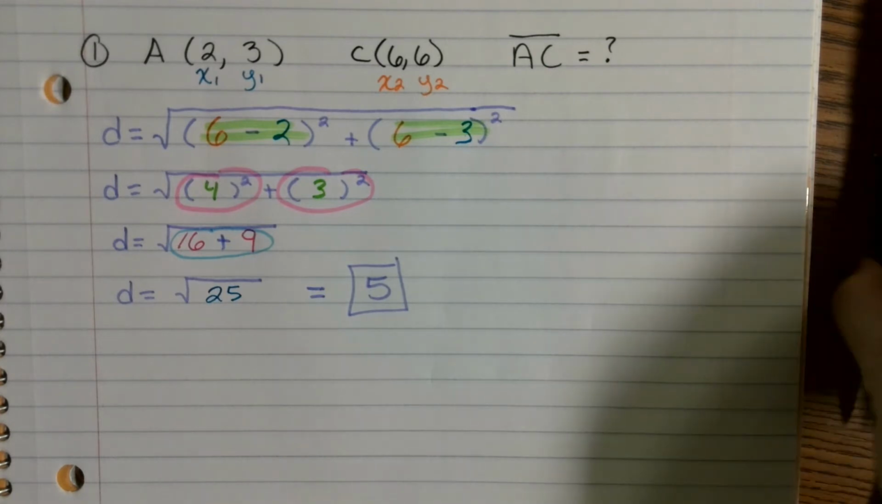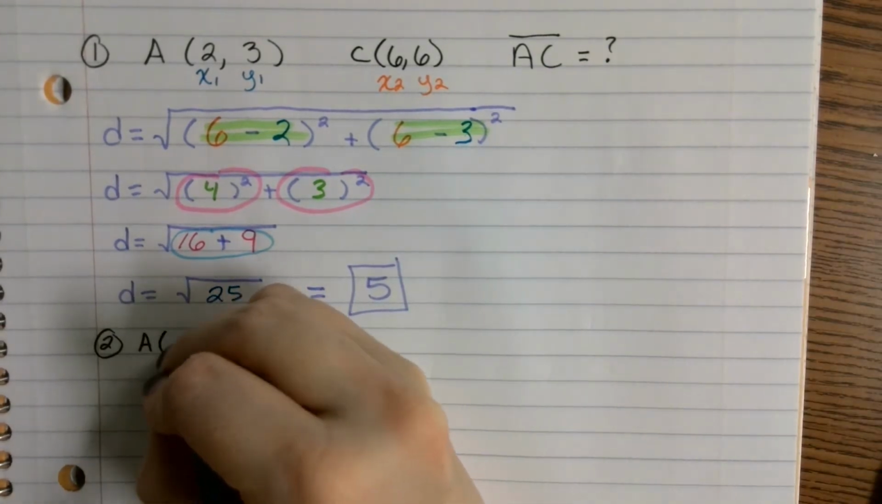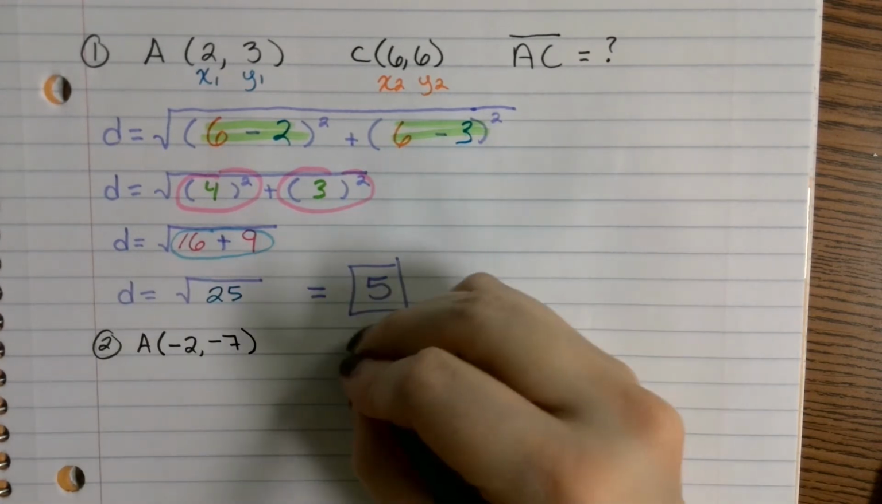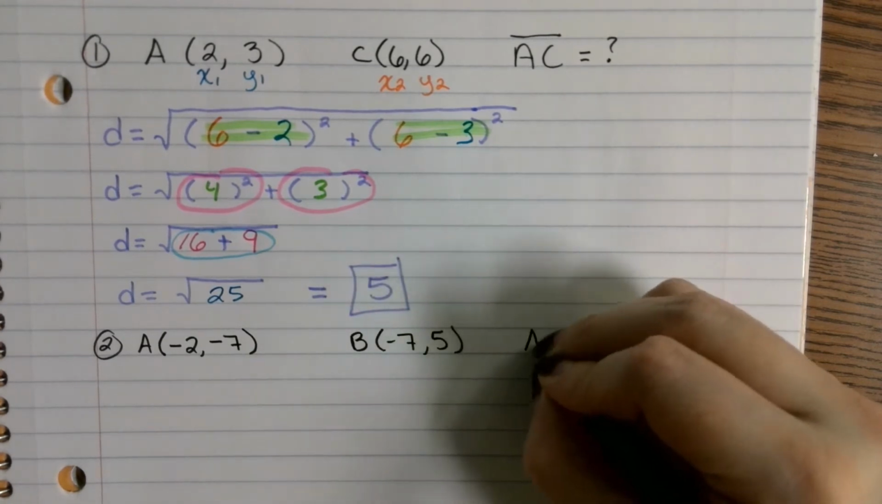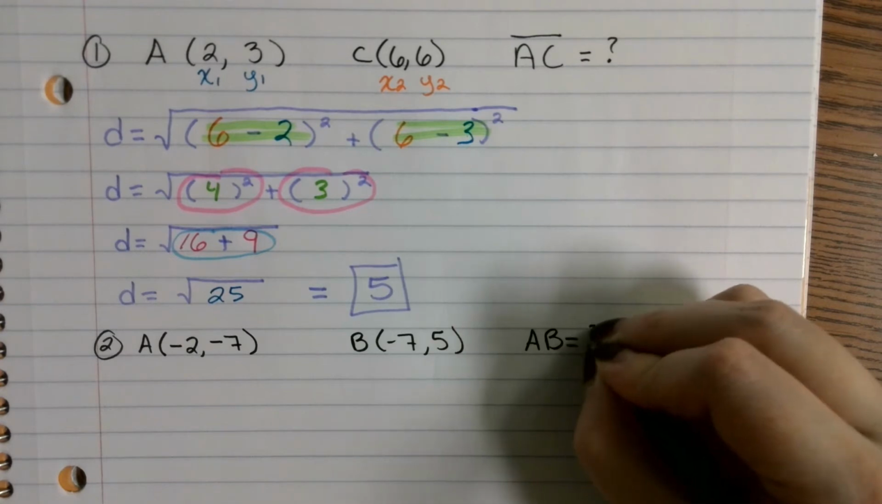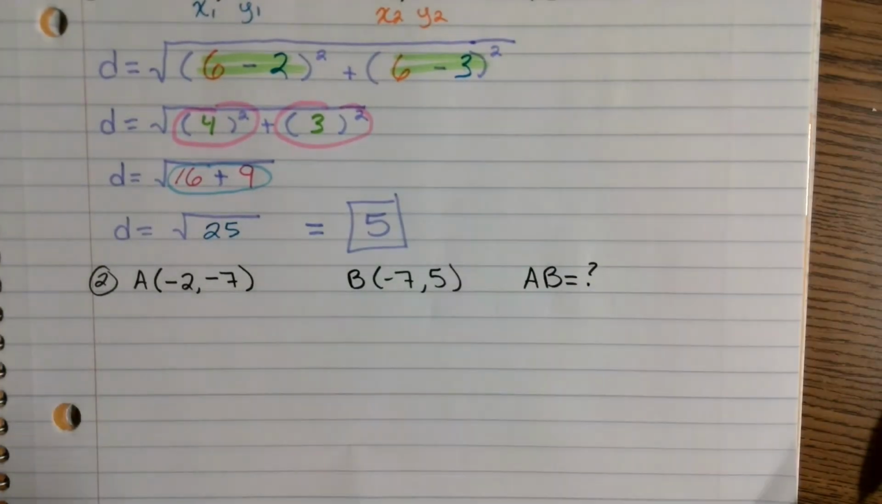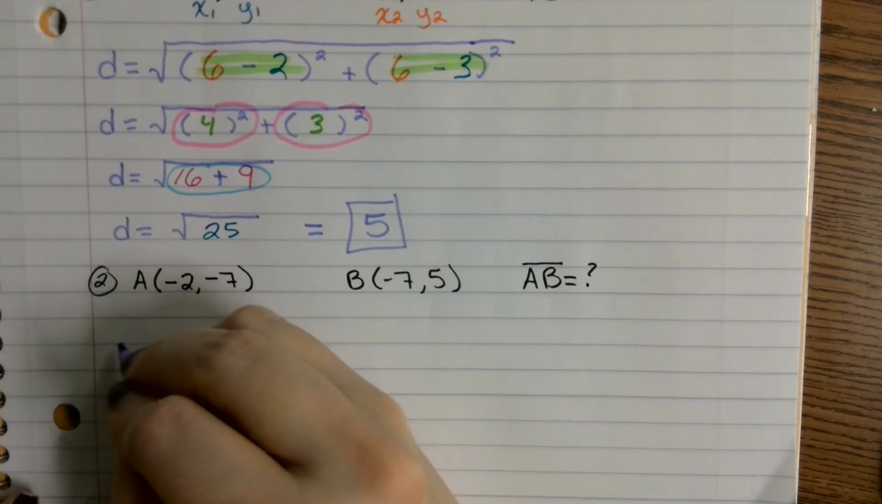All right, let's try another one. Okay, point A is at negative 2, negative 7. Point B is at negative 7, 5. And I want to know the measurement of the line segment AB.